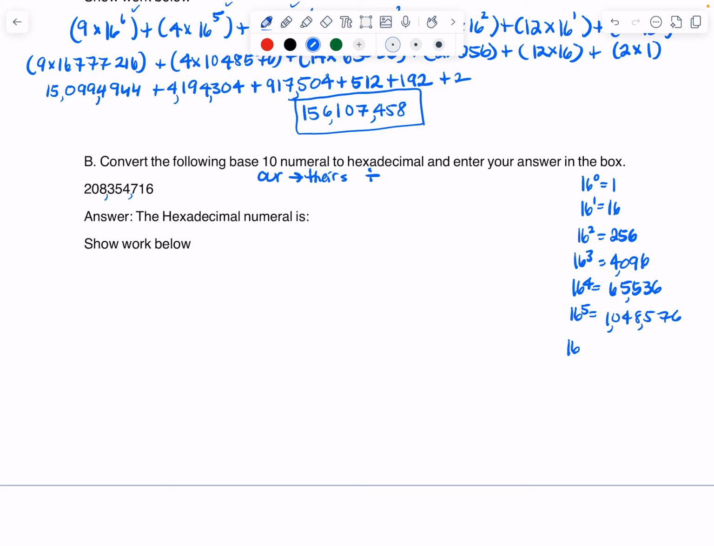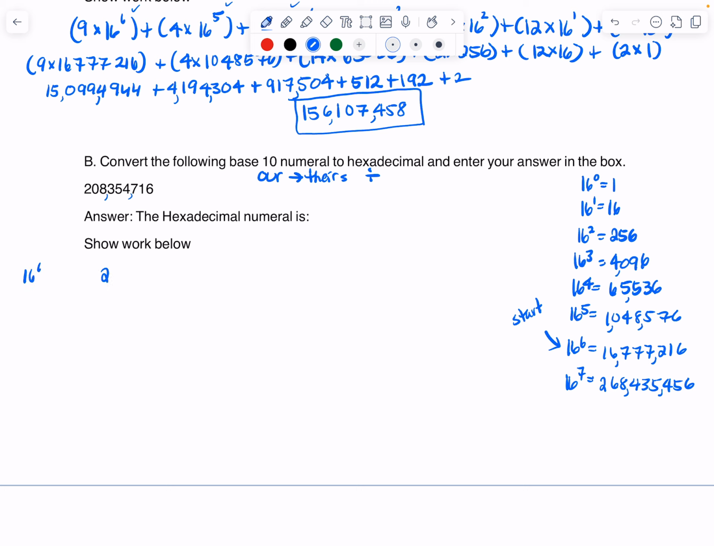So let's just check to see what 16 to the 6th is. 16,777,216. Okay, getting closer. 16 to the 7th, 268,435,456. Too big. So I'm going to start here, 16 to the 6th. Okay. And I'm going to let myself have a little note.